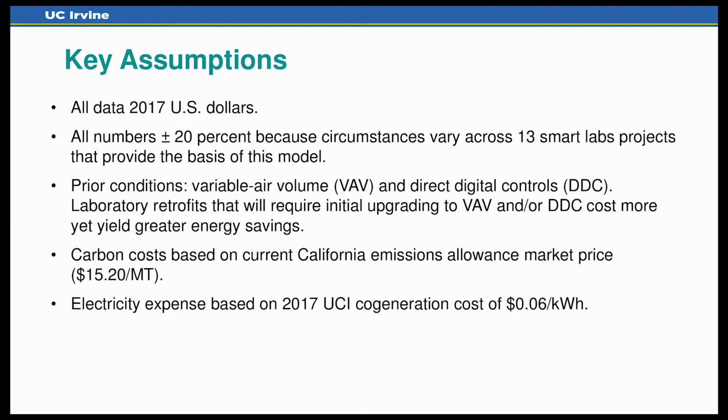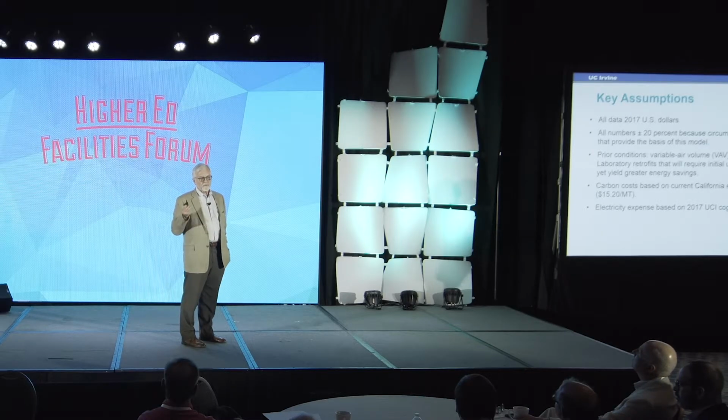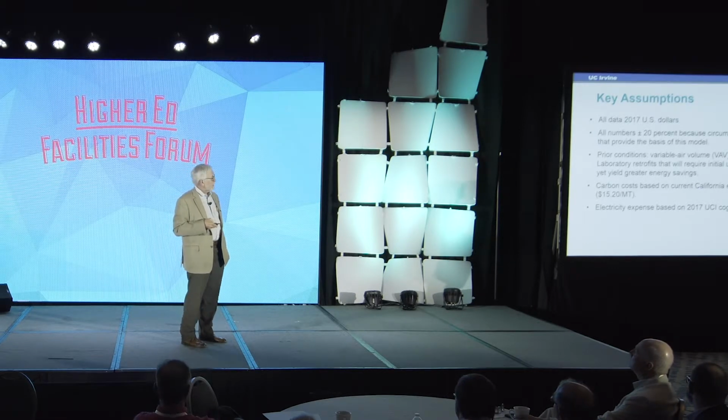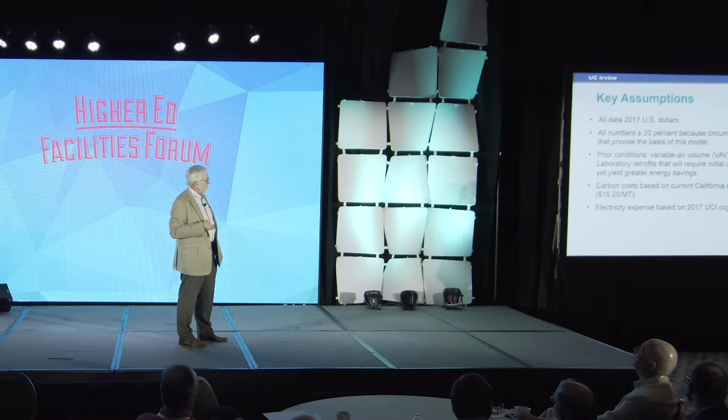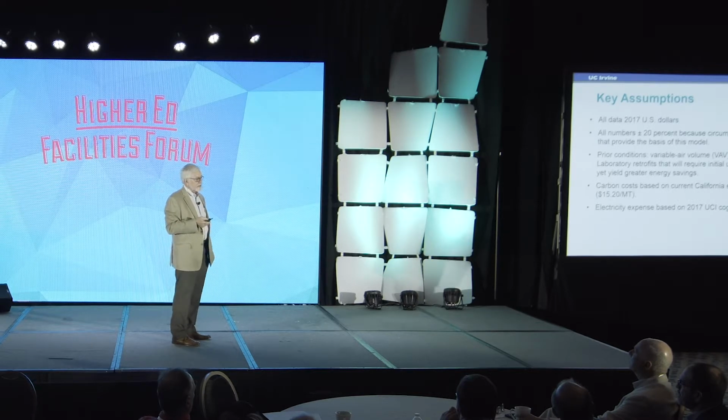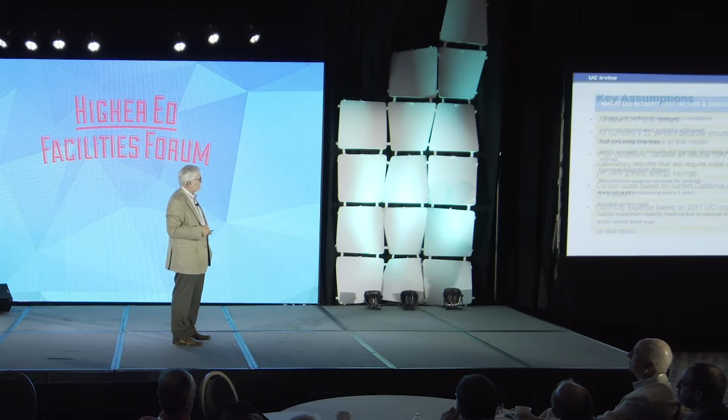Carbon costs are the current California emissions allowance price. And look at this. I want you to see this because a lot of people think the reason we've gotten these kinds of savings at UC Irvine is because they assume that our energy costs are north of 15 cents per kilowatt hour. No, this is what it is. It's co-generated electricity. When we started this program, it was 8 cents per kilowatt hour because natural gas was a little bit higher 10 years ago. So it's not based on 15 cent per kilowatt hour costs.